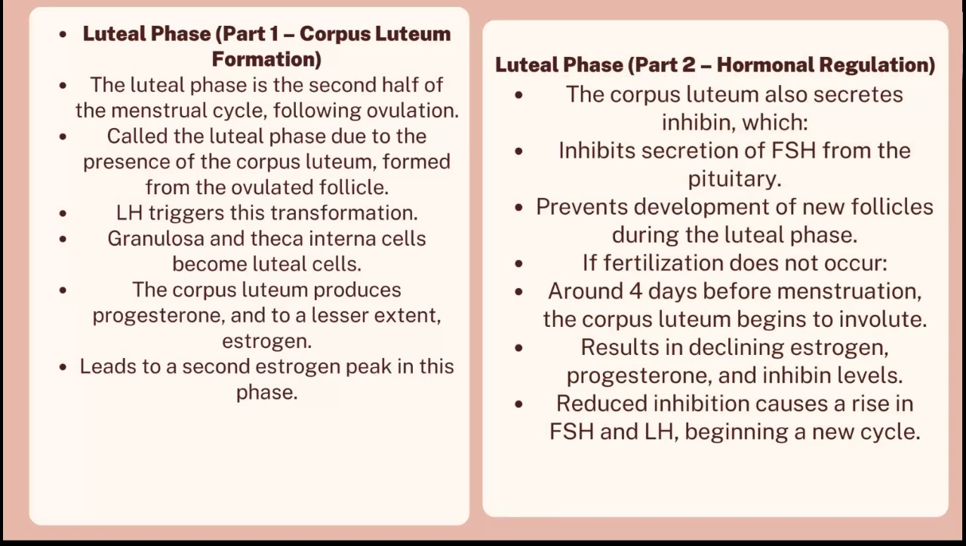As for the second part of the luteal phase, the corpus luteum also secretes inhibin, which suppresses FSH. If fertilization doesn't occur, the corpus luteum starts degenerating about 4 days before menstruation, causing a drop in progesterone, estrogen, and inhibin. This hormone drop lifts the suppression of FSH and LH, allowing the next cycle to begin.